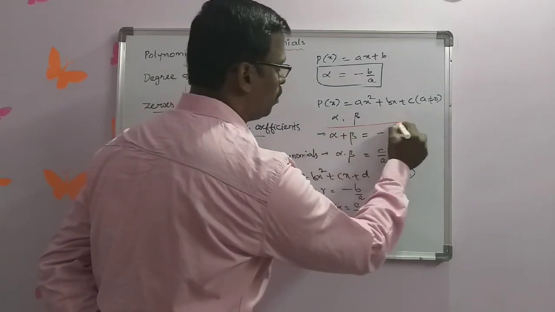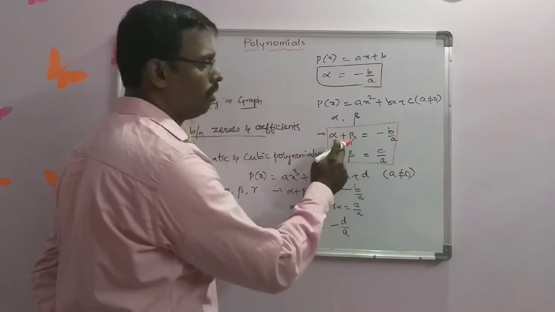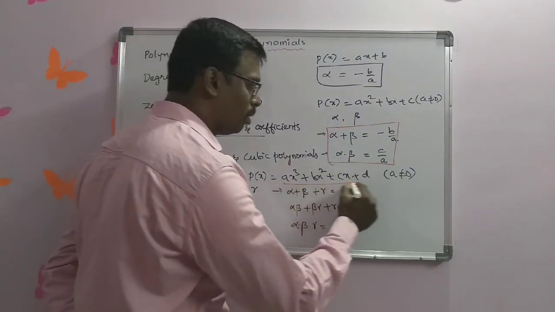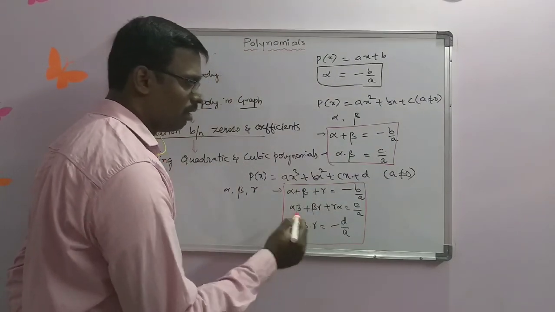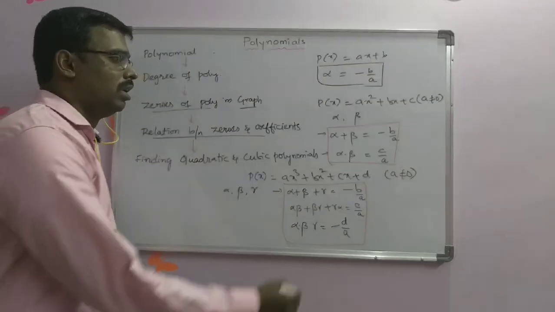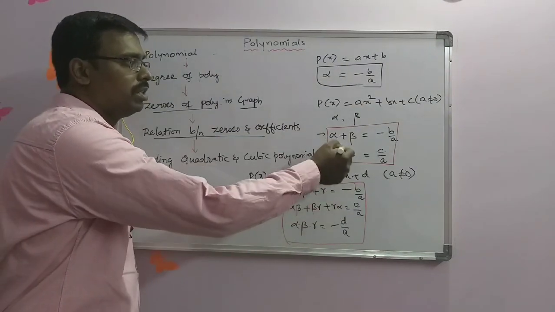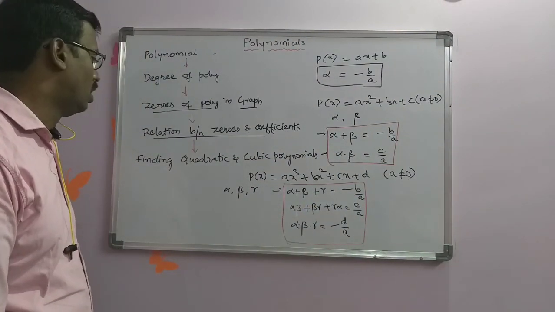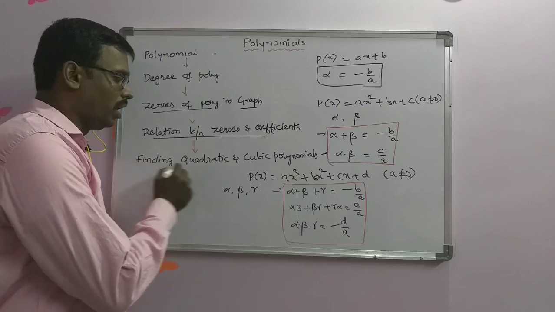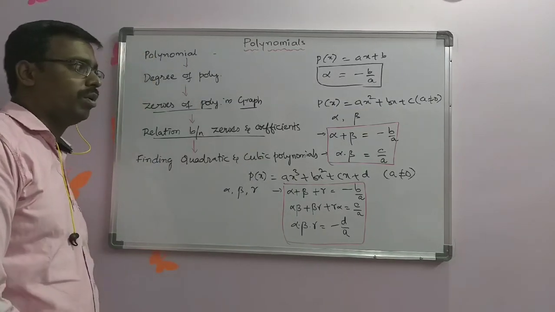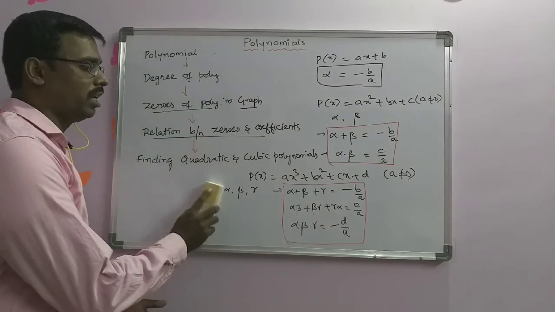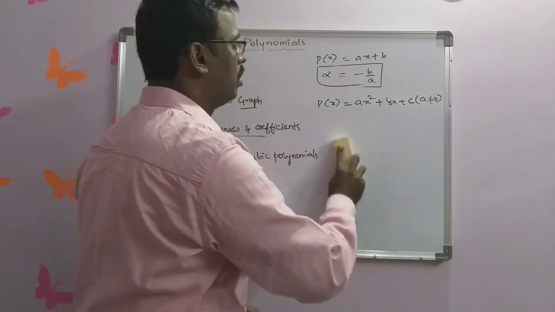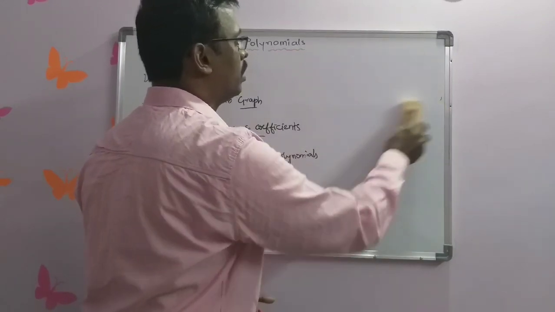For quadratic polynomial, alpha plus beta is minus b by a, alpha into beta is c by a. For cubic polynomial, these are the relations. So these are the relations between zeros and coefficients of the polynomials. This we have learned already. Now the next one was finding the quadratic polynomial and the cubic polynomial. We had generated two formulas, how to find a quadratic polynomial and how to find a cubic polynomial also, right?